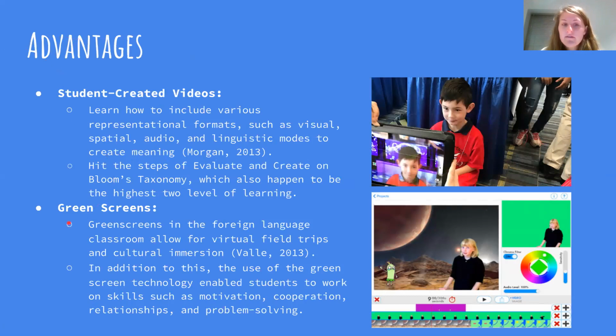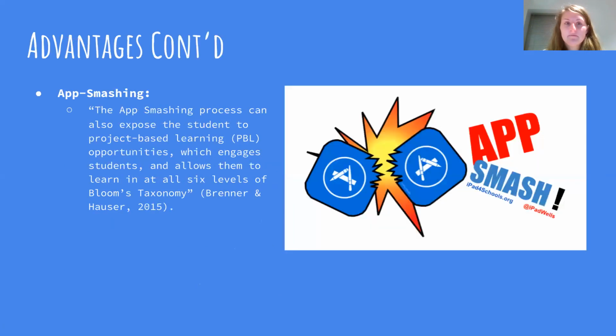The advantages of a green screen. It's really hard being in foreign language classrooms, and there's not a lot of field trips you can do, you're stuck in the classroom. So these green screens allow for virtual field trips and cultural immersion, which is really cool. In addition to this, the use of green screen enables students to work together. There's a lot of opportunity to work with one another, overcome problems. Green screens can motivate students to learn. It's like a cool feature that they get to use. And like I said, building relationships and problem solving.